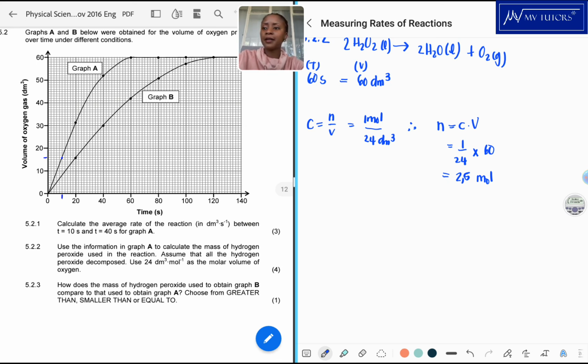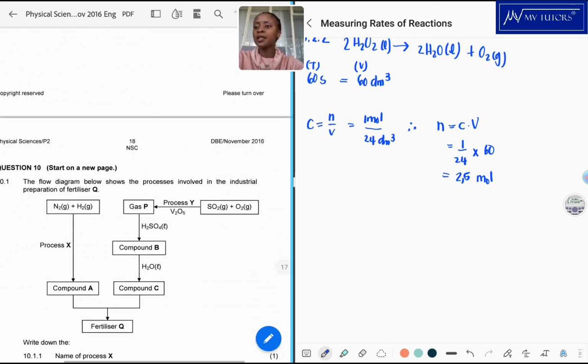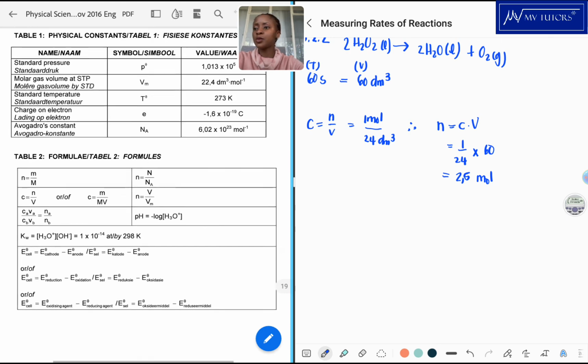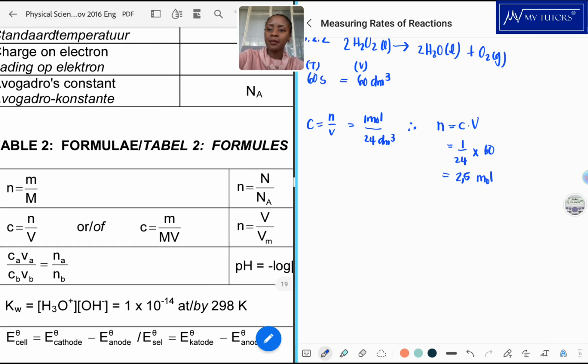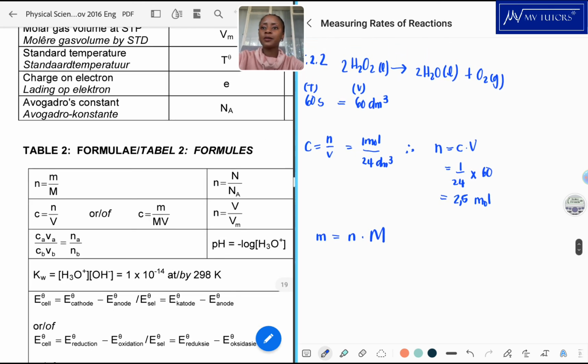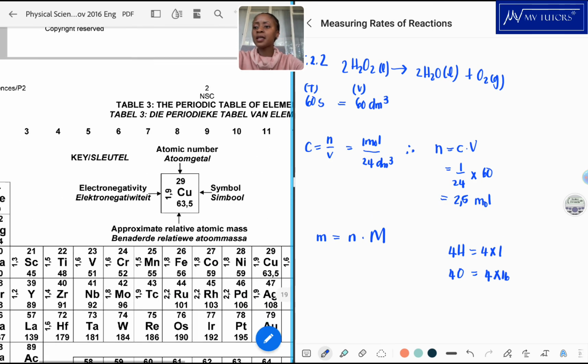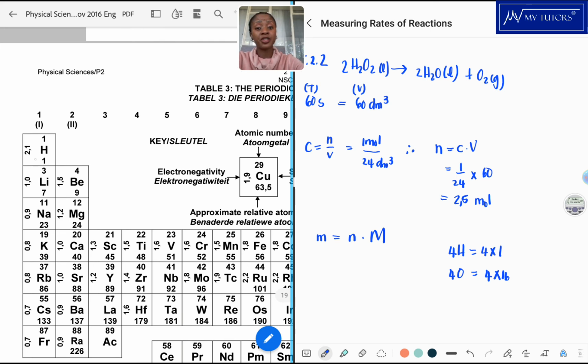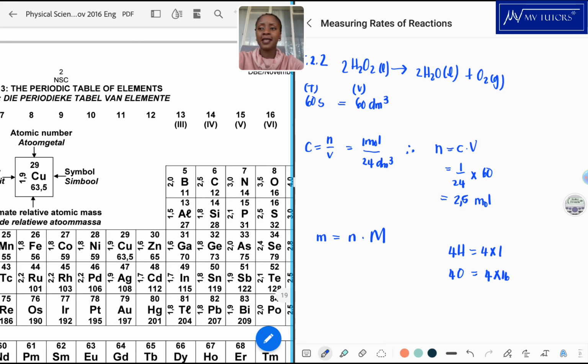So remember, we can go to the formula sheet if you have forgotten. Remember the number of moles is equal to mass over molar mass. So I'm going to say mass is then equal to the number of moles times the molar mass. Looking at our formula here, we have 4 hydrogen atoms, so that's going to be 4 times 1. Then we have 4 oxygen atoms, so that's going to be 4 times 16. If you're not sure where I got those values, on your periodic table, the molar mass of hydrogen is 1 and the molar mass of oxygen is 16.